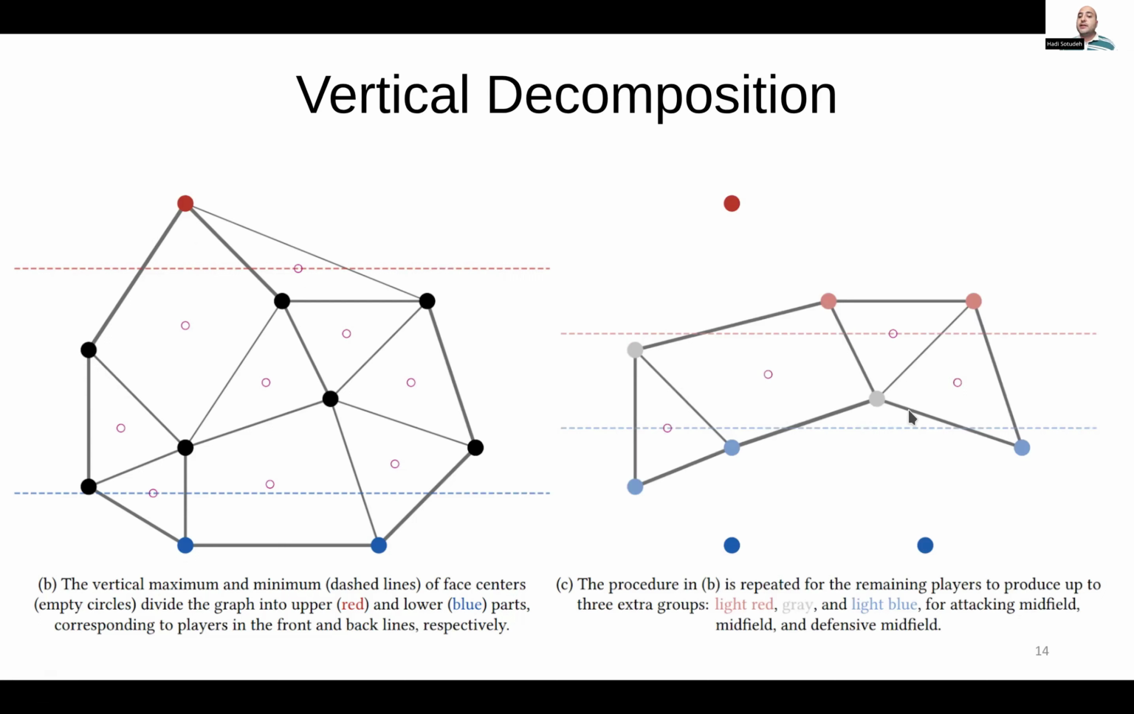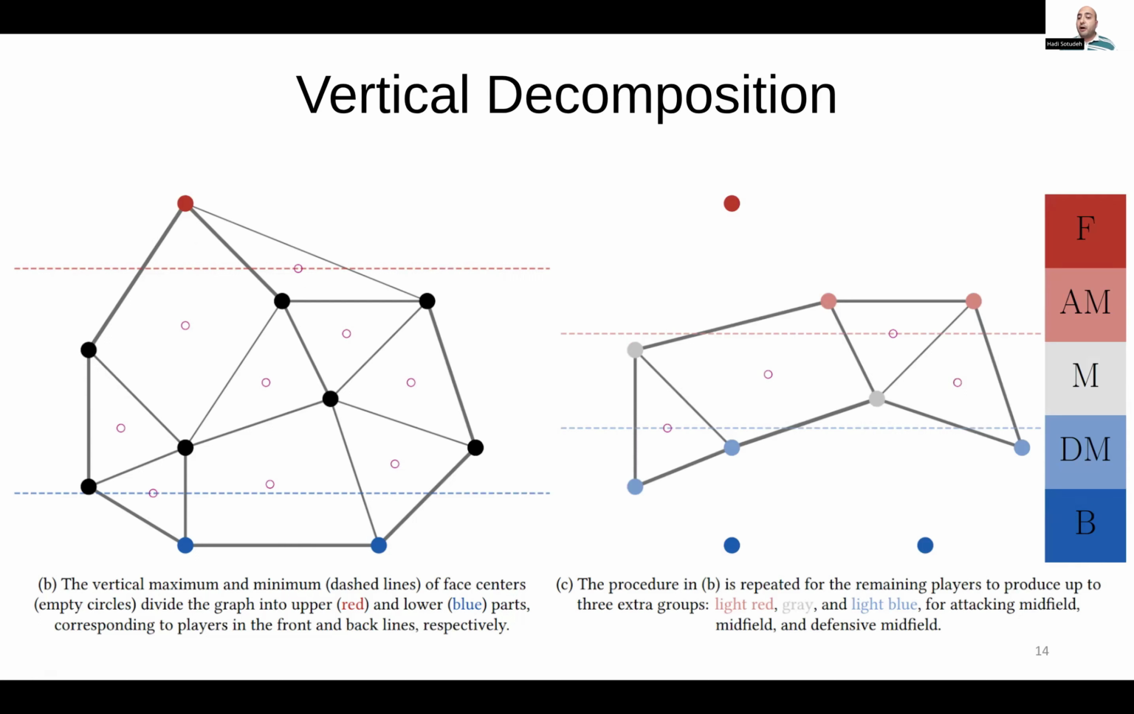We remove these colored nodes, and then construct a shape graph on the remaining players and introduce three more levels: light blue, gray, and light red. Basically, we have 5 levels maximum for the vertical level, from dark blue to dark red, which tells you whether the players are in the back line, defensive midfielder, attacking midfielder, or the front line.